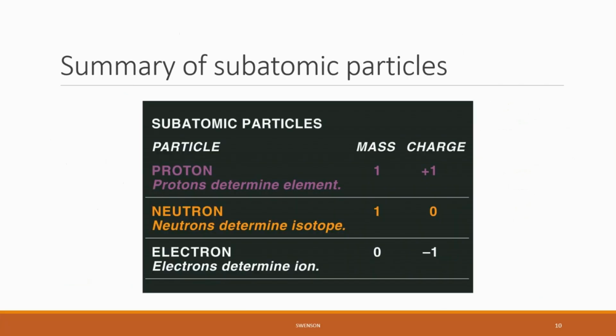And here's a summary of the subatomic particles' traits. The proton has a mass of 1 and a charge of +1. The neutron also has a mass of 1 but a charge of 0. We'll discuss later, but neutrons determine the isotope of the element. And then finally, electrons. Electrons have a mass of 0 for all intents and purposes and a charge of -1. And electrons will determine the ion, as we'll discuss.